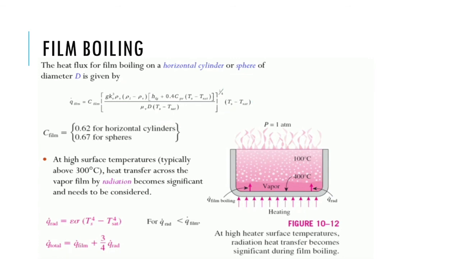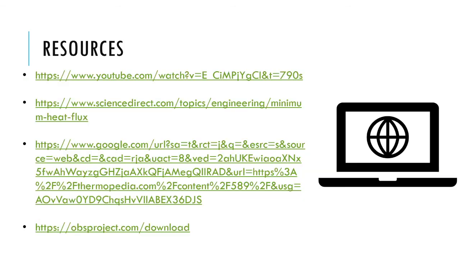At high surface temperatures, typically above 300 degrees Celsius, the heat transfer across the vapor film by radiation becomes significant and needs to be considered. This is the reason for the sudden upward growth of the graph. Q radiation is equal to epsilon sigma into Ts to the power 4 minus T saturation to the power 4, where sigma is the Stefan-Boltzmann constant. Q total is equal to Q film plus 3/4 Q radiation. It should be noted that Q radiation is still less than Q film.